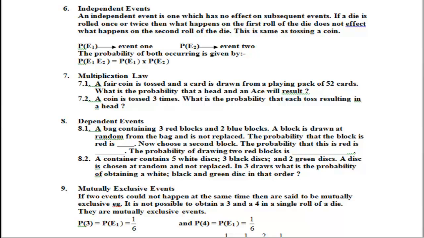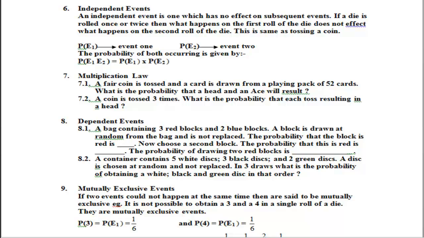So if you had a head in the first toss of the coin, in the second toss you're not going to necessarily get a tail. So these are called independent events, and the probability of event 1 and event 2 taking place is the probability of event 1 times the probability of event 2.